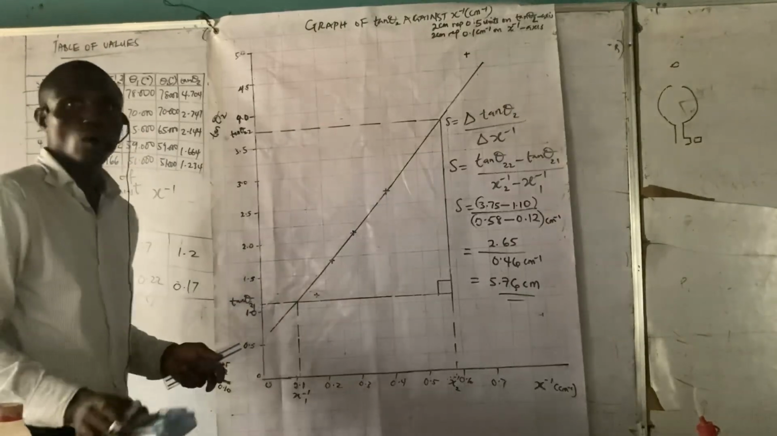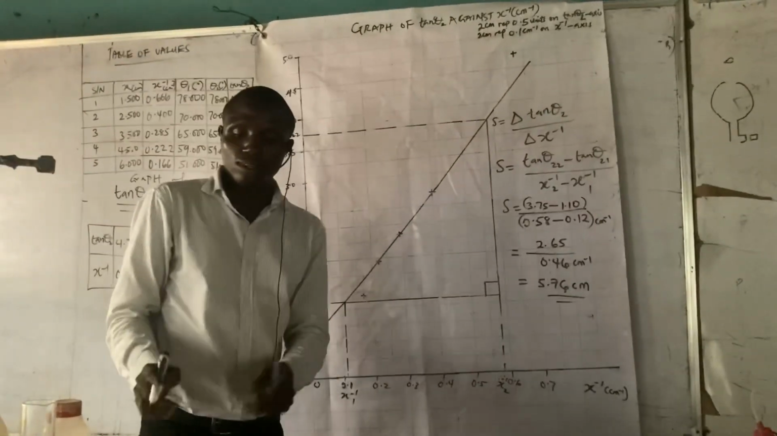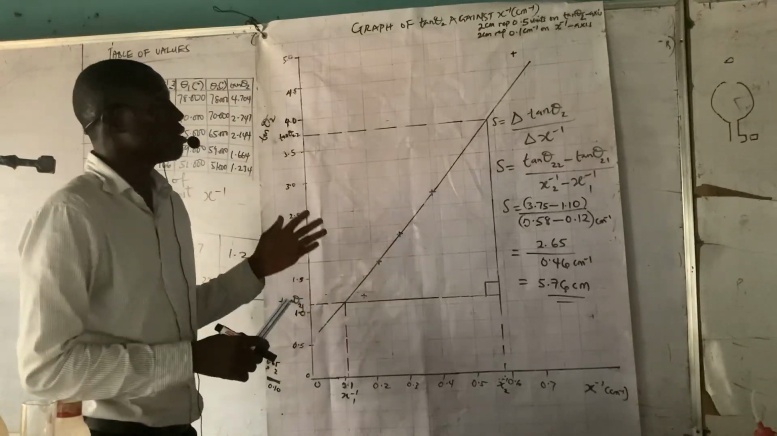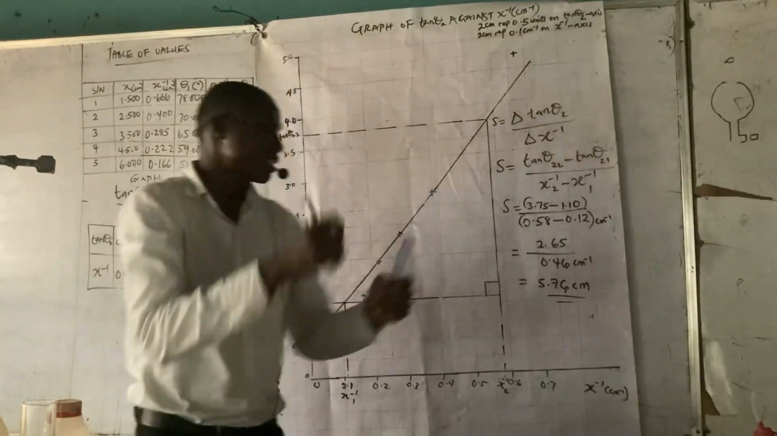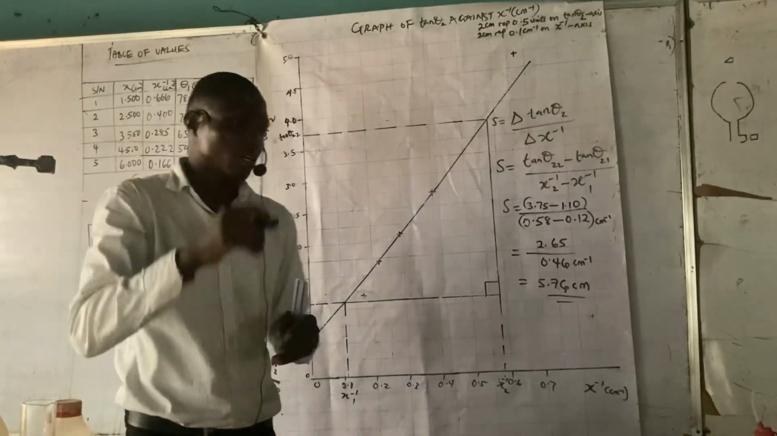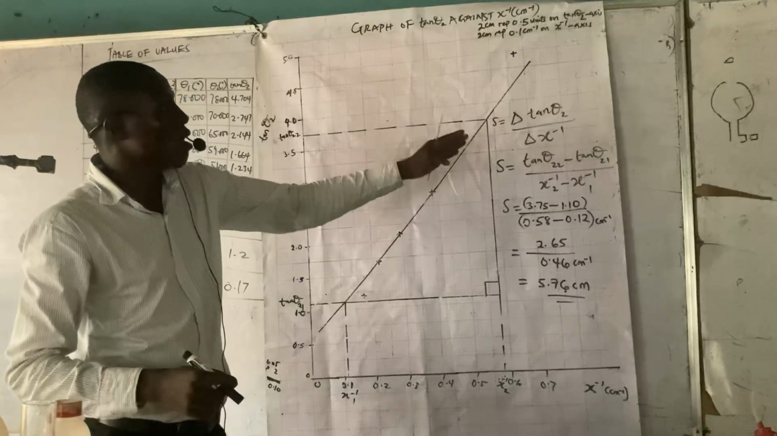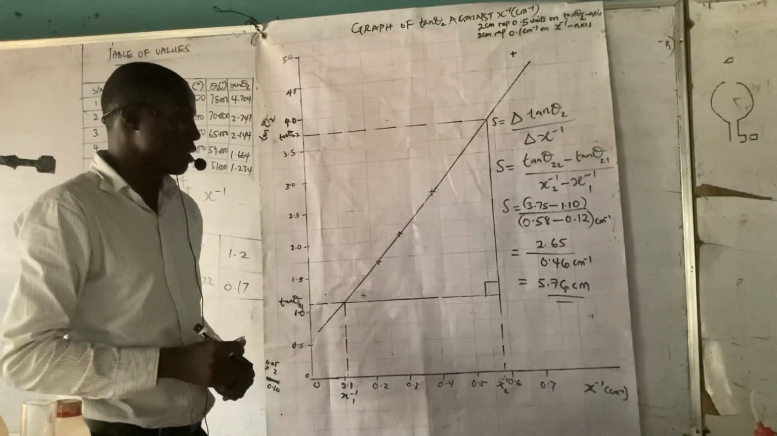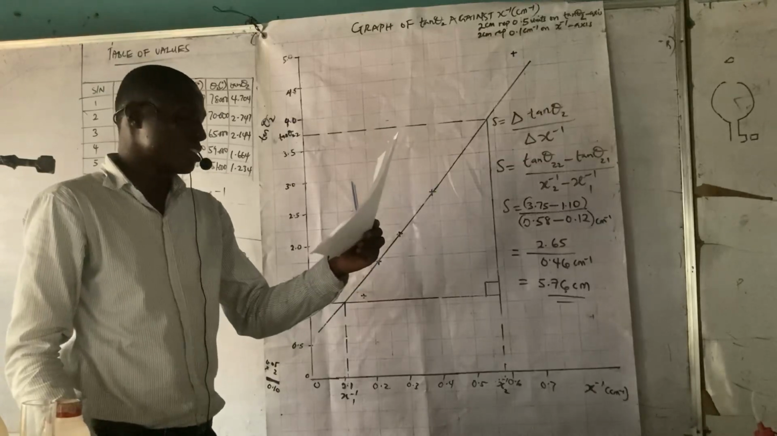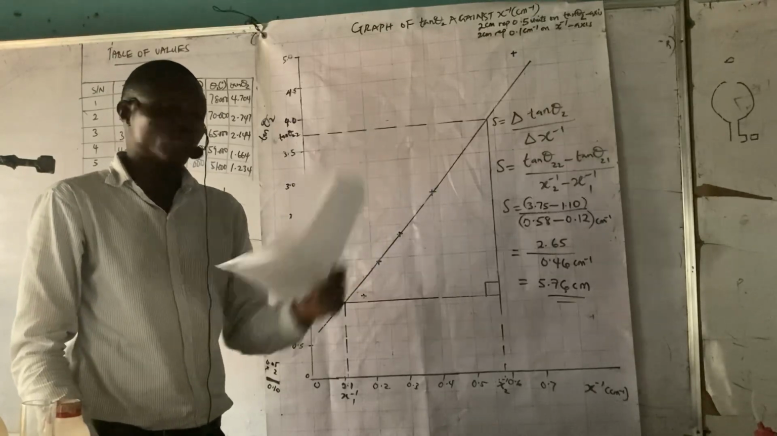They might ask us to state the precaution taken while carrying out the experiment. Number one is that I ensure that my optical pins are vertically erected, and also avoid error due to parallax.